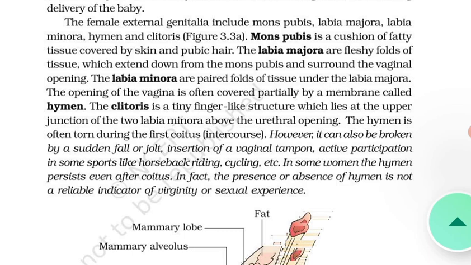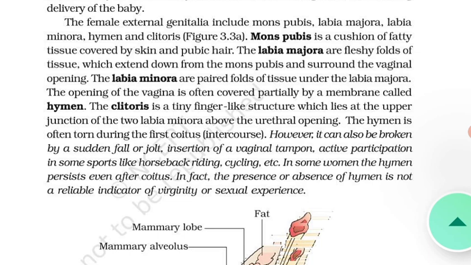The labia minora are paired folds of tissue under the labia majora. ठीक है? Labia minora है labia majora के अंदर. The opening of the vagina is often covered partially by a membrane called the hymen. The clitoris is a tiny finger-like structure, which lies at the upper junction of the two labia minora above the urethral opening. कहाँ पे lie करता है? At the upper junction of the two labia minora above the urethral opening.